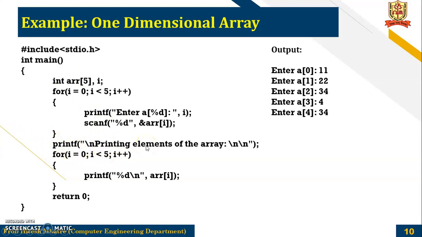So the next statement is print elements, and again a for loop for displaying. For I equal to 0, I less than 5, just print the values ARR of I. Whatever values I have accepted as input, that is 11, 22, 34, 4 and 34, the same values are printed here. This is an example of a one-dimensional array.